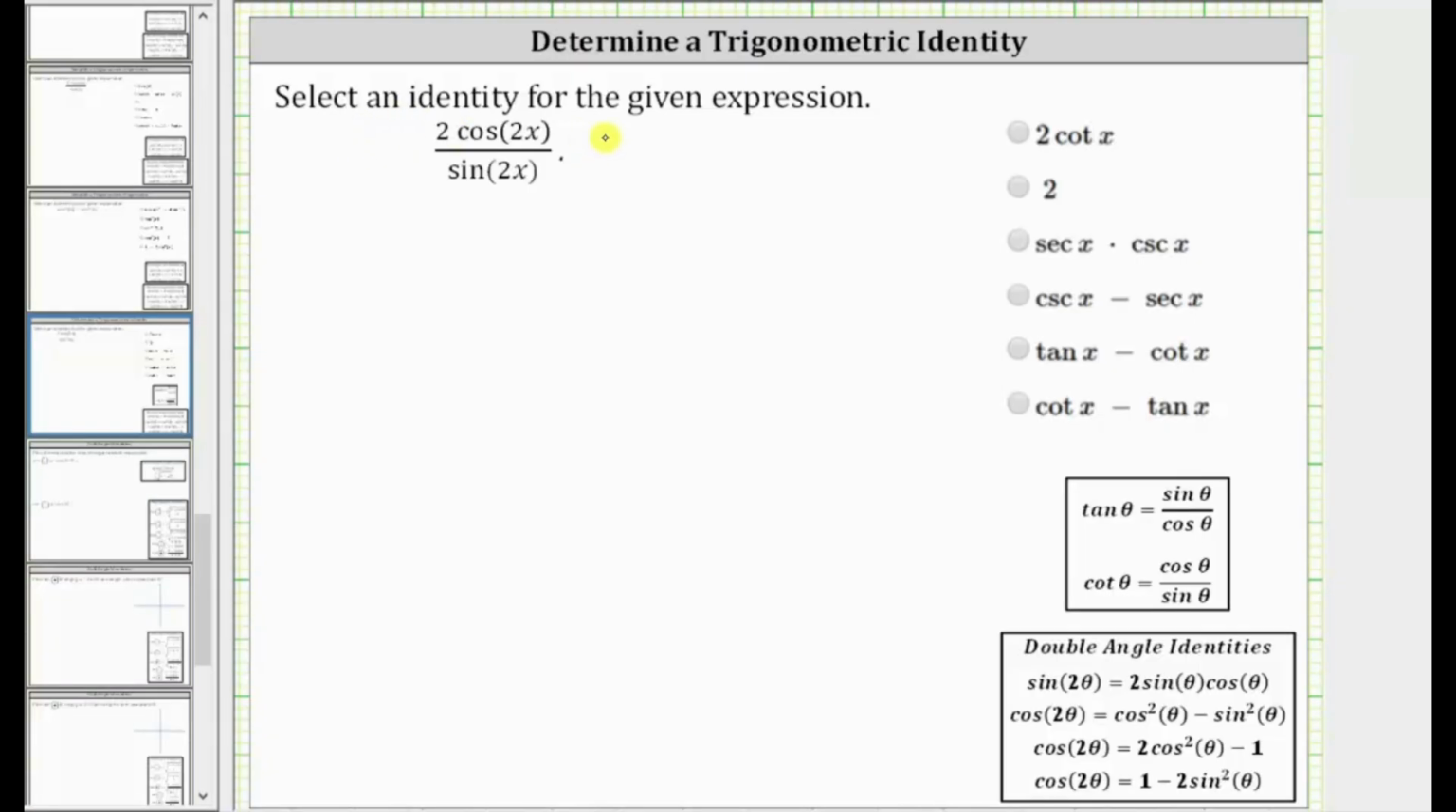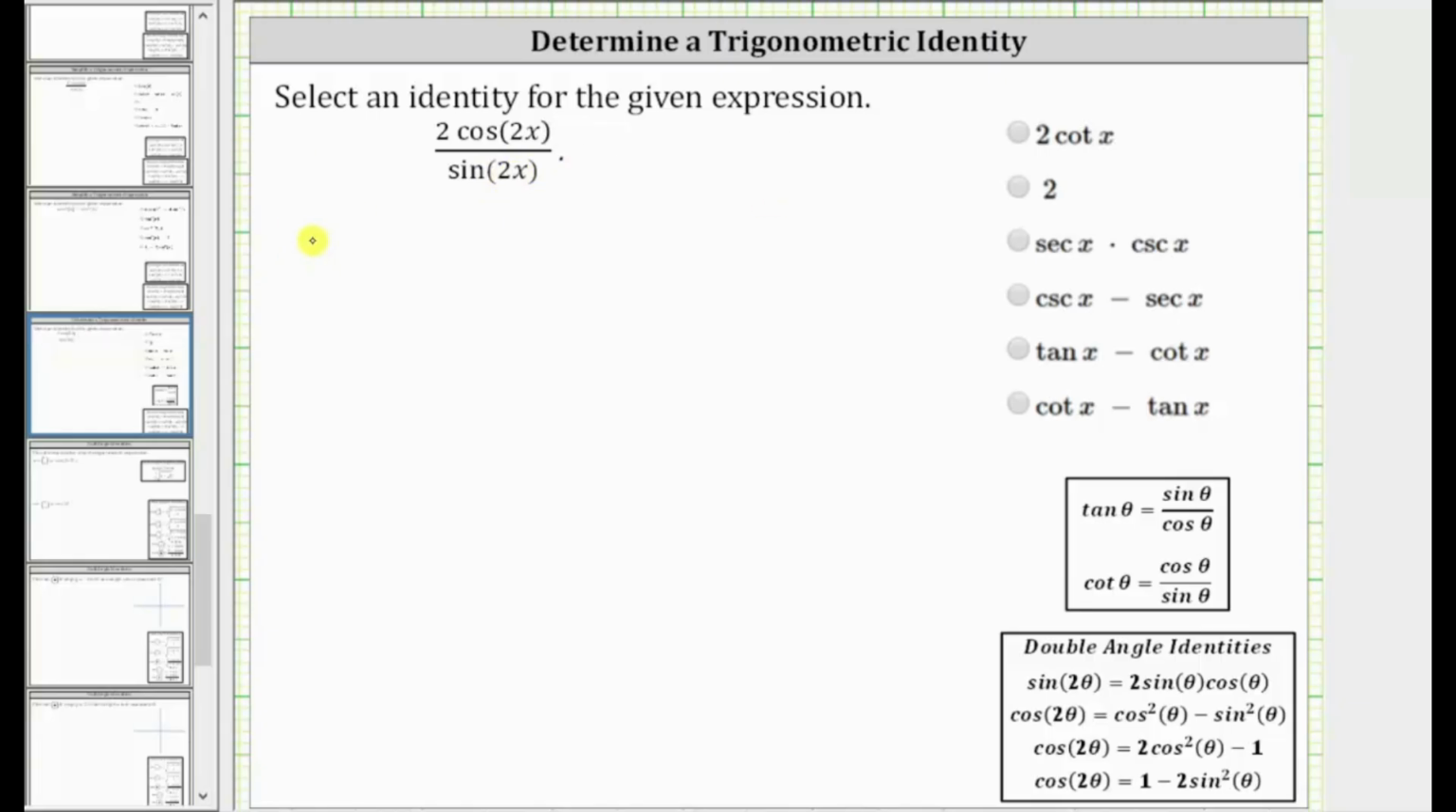Select an identity for the given expression. We have 2 cosine 2x divided by sine 2x. Since cotangent theta equals cosine theta divided by sine theta, the given expression is equal to 2 cotangent 2x, but 2 cotangent 2x is not one of our choices, and therefore we'll perform a substitution for cosine 2x and sine 2x, and then simplify to see if we can find a matching expression.